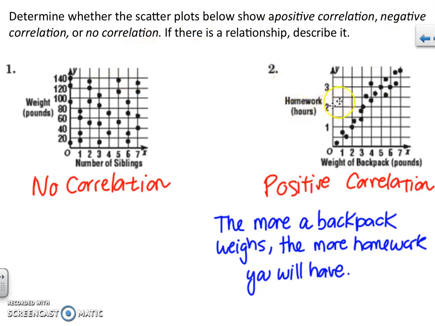On number 2, I got a positive correlation because my points were going up. And so that means I can talk about a relationship between the weight of a backpack and the number of hours. So what I said was the more a backpack weighs, the more homework you will have. So if your backpack weighs 7 pounds, you're assuming that you've got a lot of homework to do because you're carrying home these books and all this stuff. So of course it's not always true, but more likely the heavier your backpack is, the more homework you're going to do that night, okay?